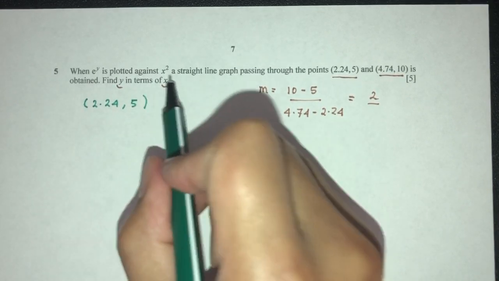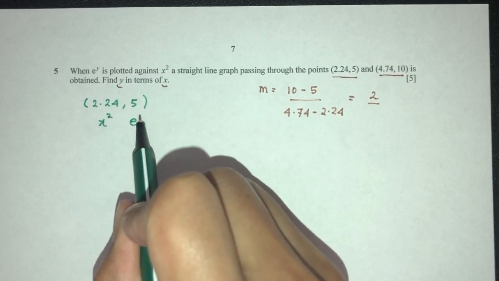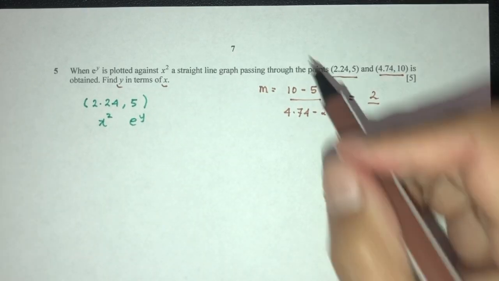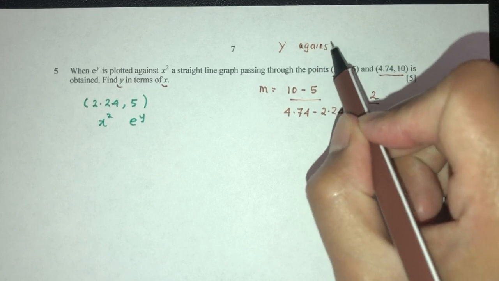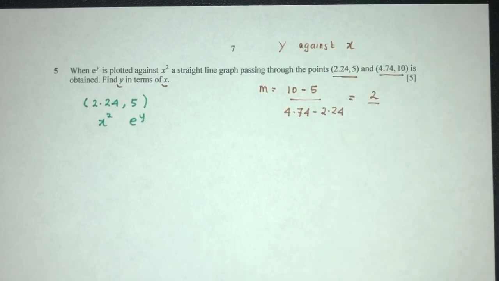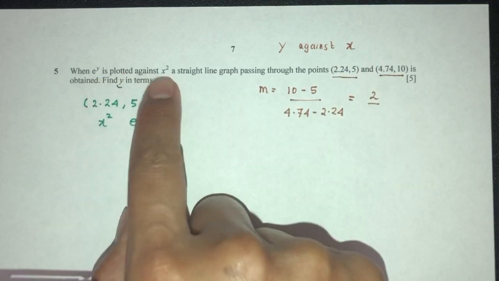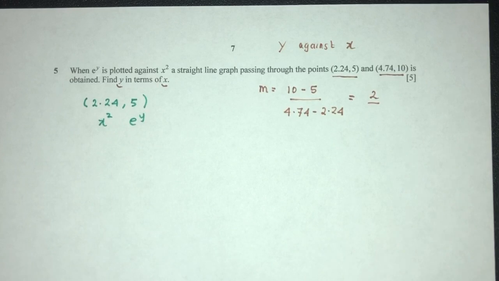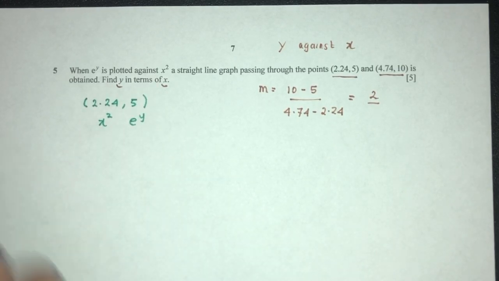Obviously this is the x value and this is the y value, because usually when you have y against x, that will be the x value and the y value normally, right? But here we have e power y against x squared, so obviously you will have these corresponding values for those two, if that makes sense, right?